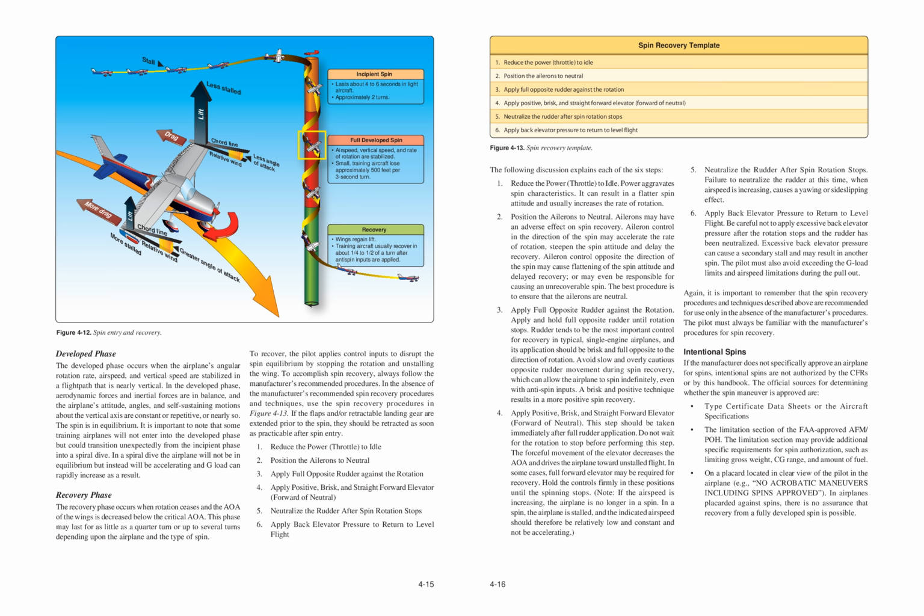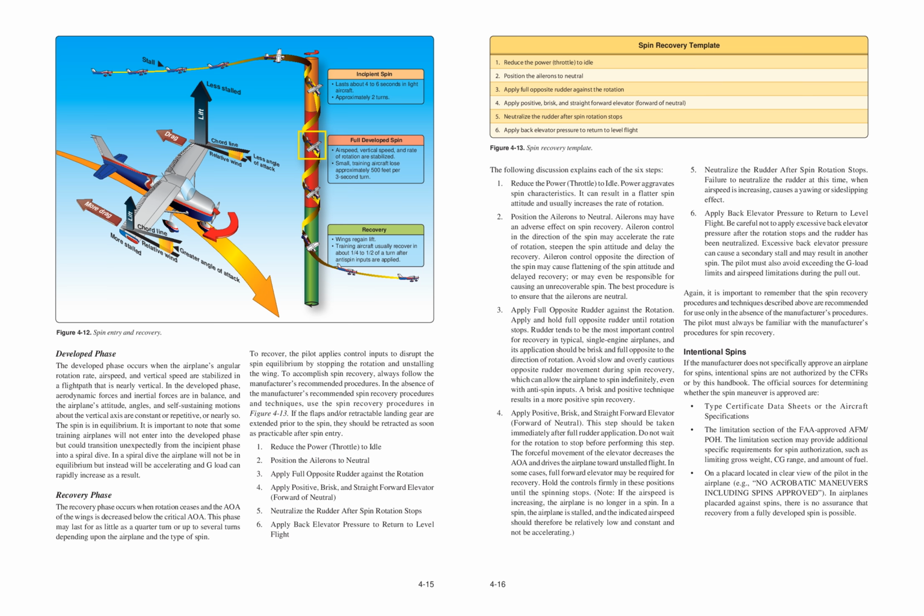4. Apply positive, brisk, and straightforward elevator, forward of neutral. This step should be taken immediately after full rudder application. Do not wait for the rotation to stop before performing this step. The forceful movement of the elevator decreases the yaw and drives the airplane toward unstalled flight.